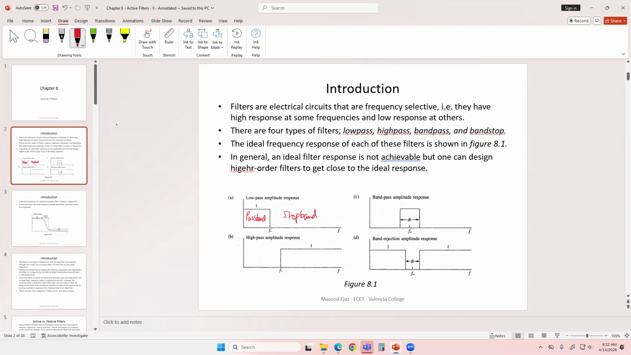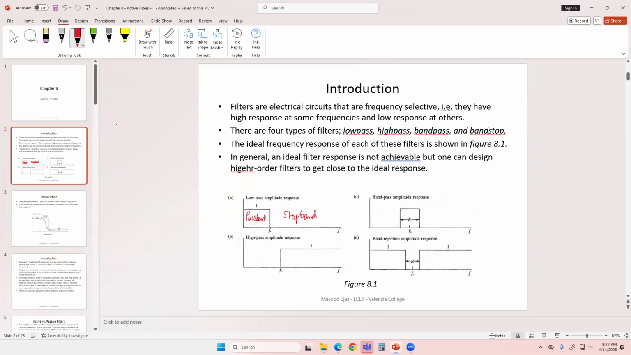They extract frequencies or the output based on the frequency range. Like out of this frequency range, I'm going to take the output of the circuit. You have low pass, of course, that low band of frequencies, everything is passed. High pass, high band of frequencies, everything is passed. And of course, you have band pass and band stop, these 4 filters.